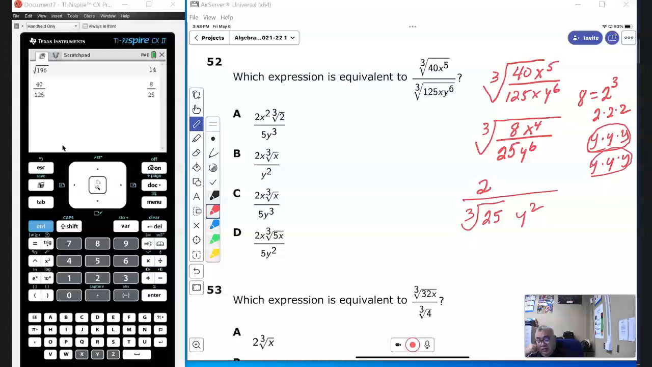y squared. Unfortunately, we have x to the fourth, so I'm going to have to rewrite it as x to the third power times the cube root of x. And I know the cube root of x to the third power is x, so that's 2x times the cube root of x over y squared over the cube root of 25.